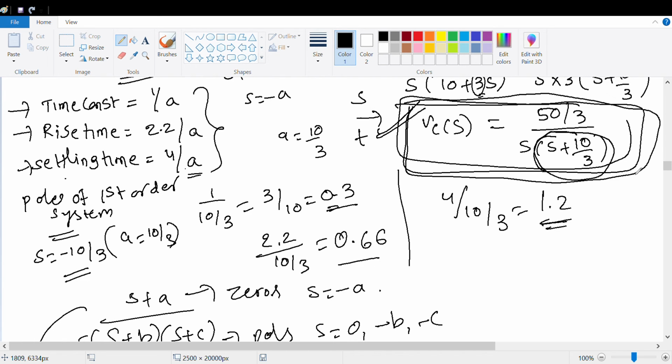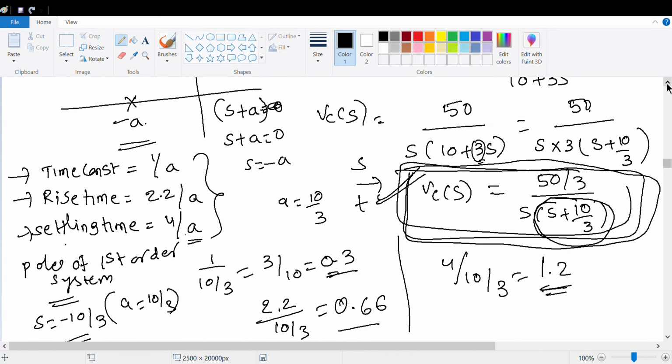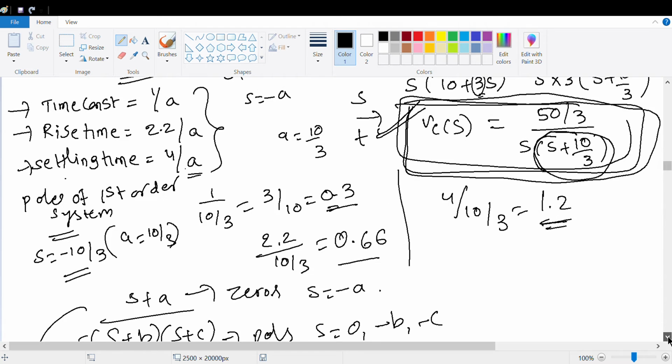Okay, so a is 10 by 3 here, and I just use the formula: 1 by a, which is 3 by 10. Yes, the time constant is 3 by 10. Rise time is 2.2 by a, and for settling time it is 4 by a.